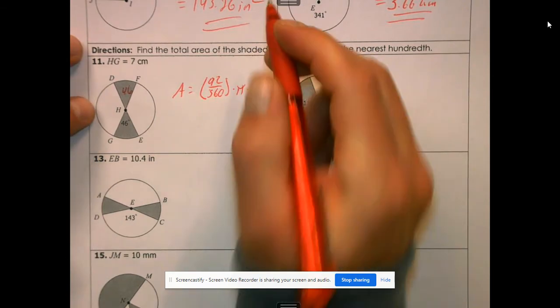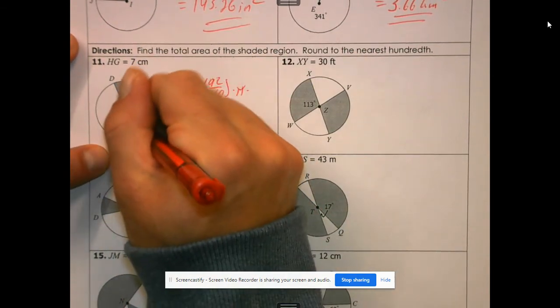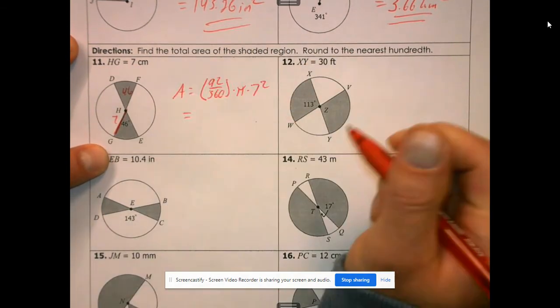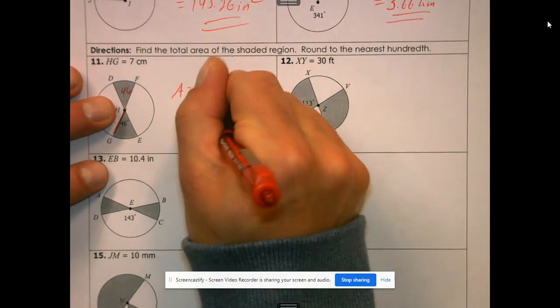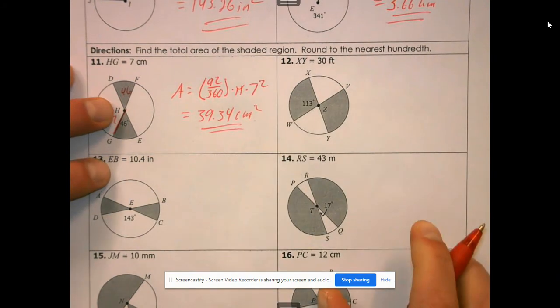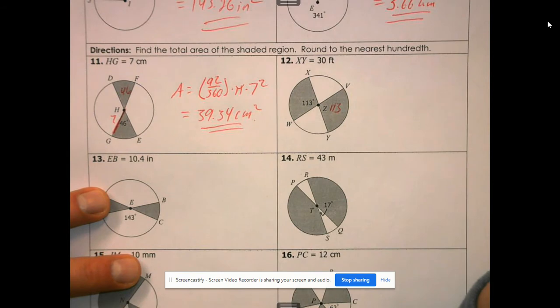Now, careful for the radius. It says H to G is 7, right? Yep, that is a radius, and that is 7, so I can use that. Gets a little trickier as we move on, though, with that radius thing. Type it in, solution, 39.34 square centimeters. Number 12, these are vertical, so that guy's also 113.